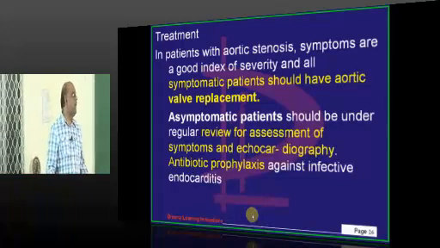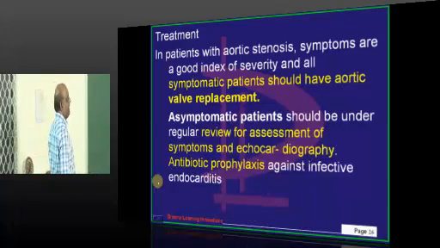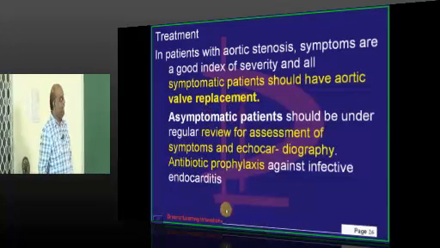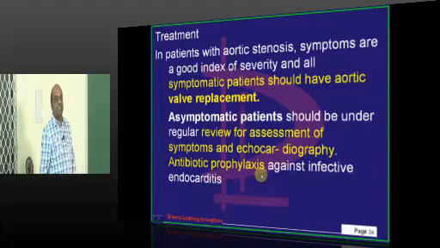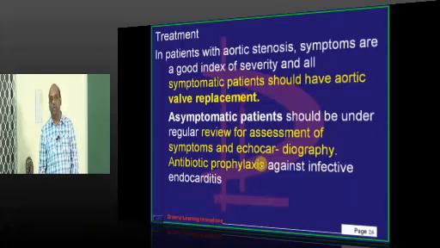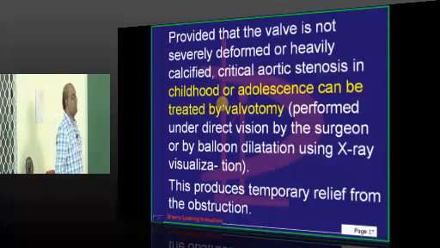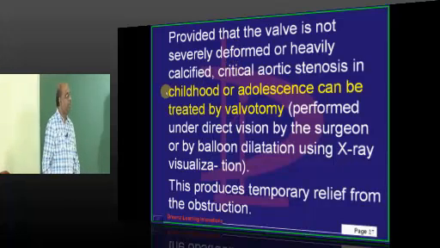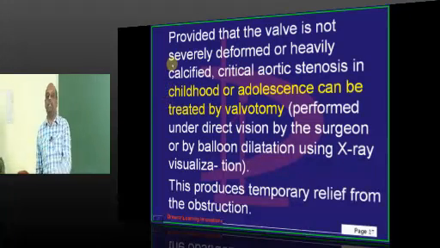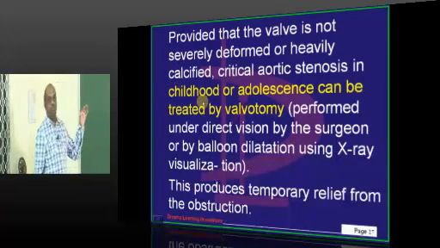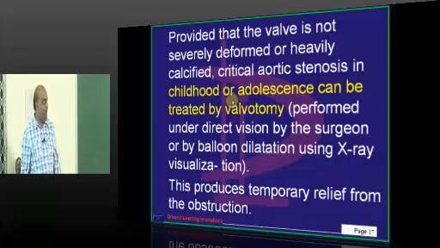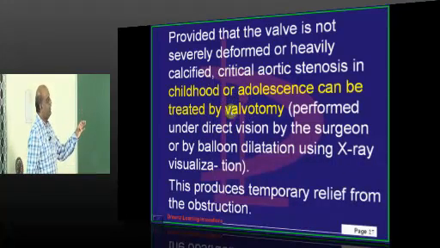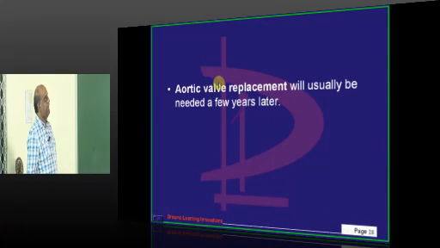Valve replacement is the only option available for symptomatic patients. But if it is an asymptomatic patient, then you can do echo, you need to give antibiotic prophylaxis, and you need to serially follow him on echo, which is considered to be part of the management. Suppose in an adolescent or in childhood, there is an aortic stenosis due to a congenitally abnormal valve, then you will typically do the valvotomy, which is considered to be the management.